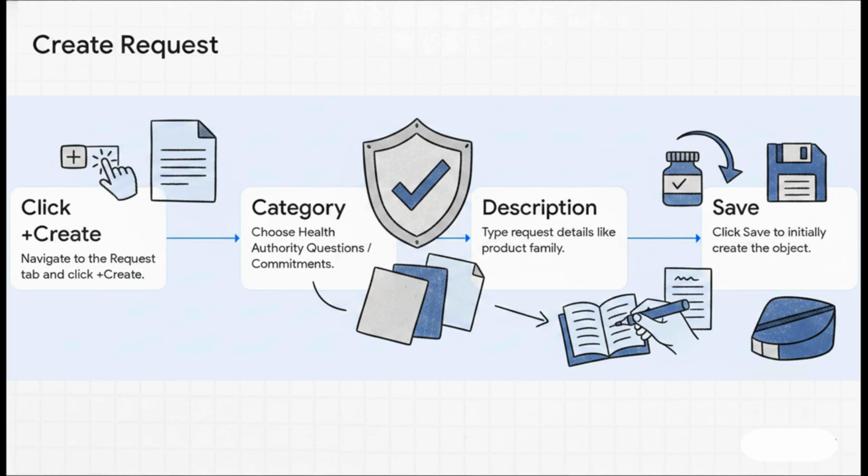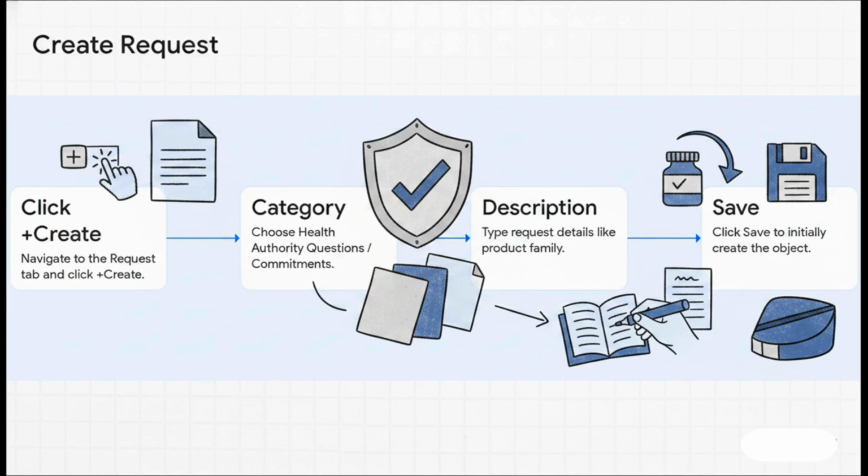So you navigate to the Request tab and hit Create. Since this is from a health authority, you select the Health Authority Questions/Commitments category. Next, you type out a clear description, maybe mentioning the primary product family, like tramadol hydrochloride, and the specific application. Then just hit Save. Okay, the request object exists.